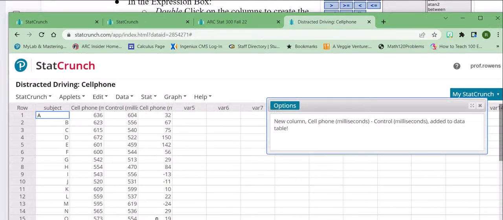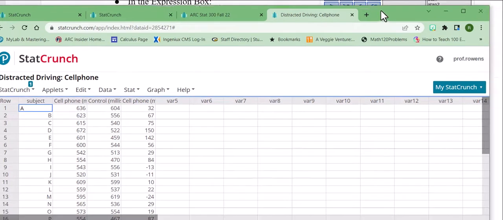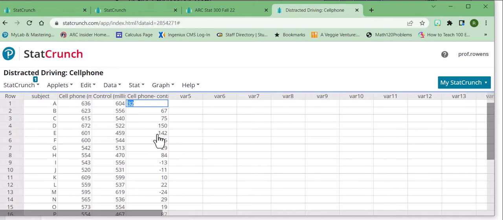Notice that it created another column. It says new column, cell phone minus control has been created. Here is our new column. Now it's a little confusing because I see cell phone there and cell phone there. So you can click on that and just change the name. You can say cell phone minus control. Maybe we can make it bigger. We want to be able to see the name.